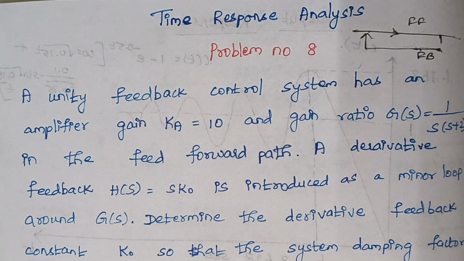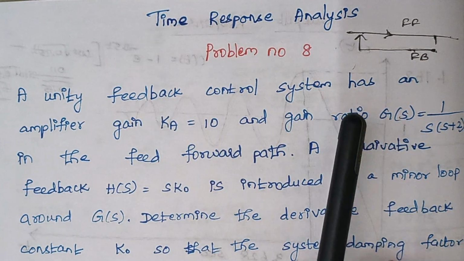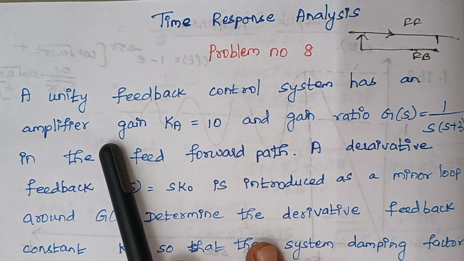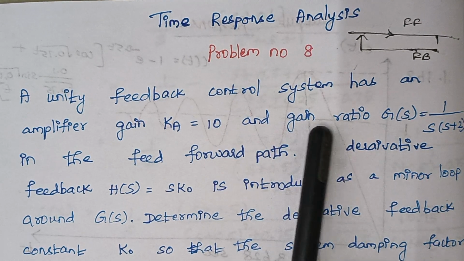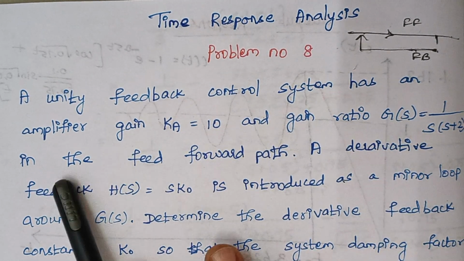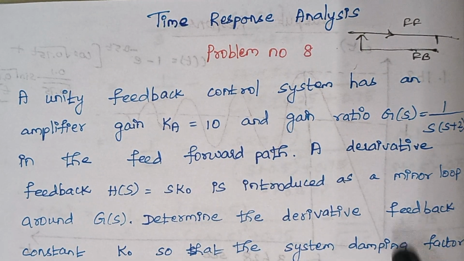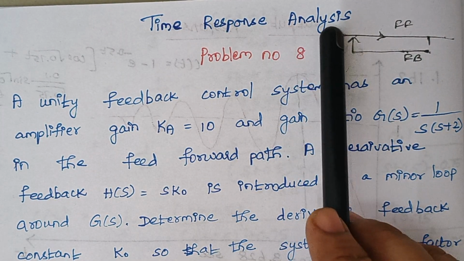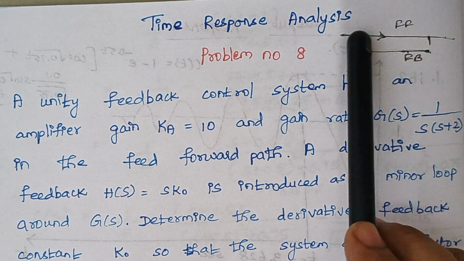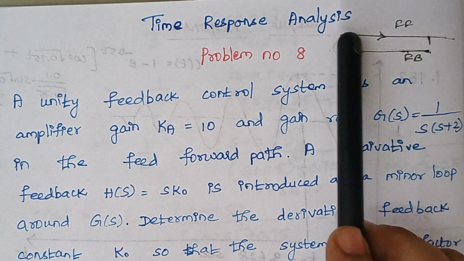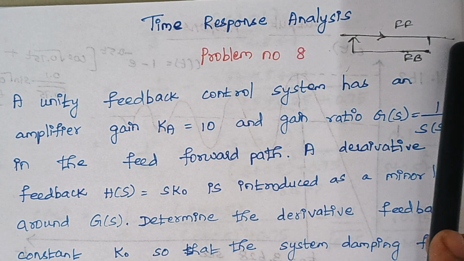And the problem is: a unity feedback control system has an amplifier gain Ka and gain ratio G of S in the feed forward path. What is a feed forward path? Look at this diagram. The elements which are present in this order, that is, which are present in this path, is known as a feed forward path.